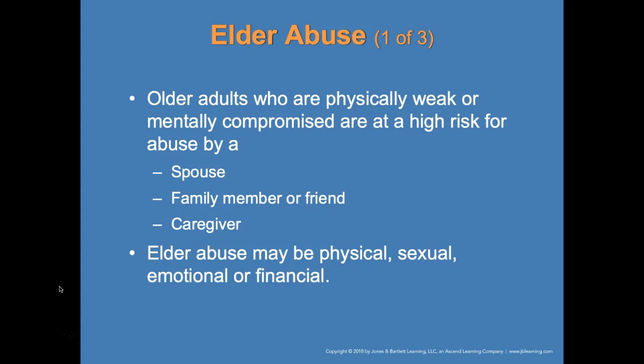So, something else to do with older people, which is fairly sad, is that sometimes elders are abused because people aren't patient with them, because they require more care. So, older adults who are physically weak, mentally compromised, have a high risk of abuse by either spouse, family members, children, friends, or other caregivers. It can be physical, sexual, emotional, or financial.